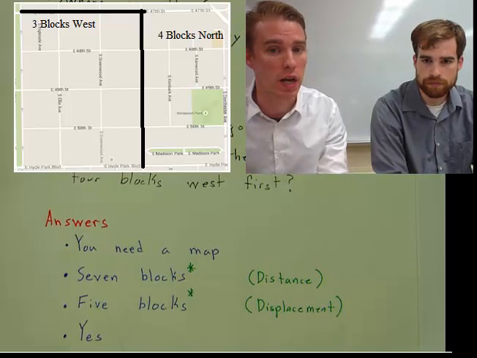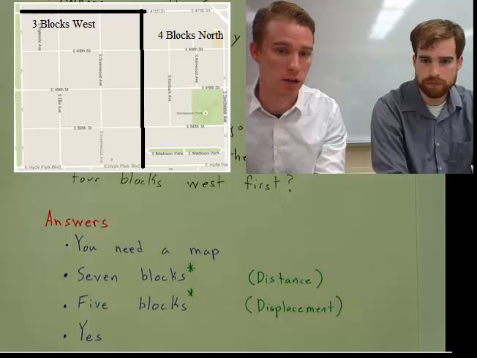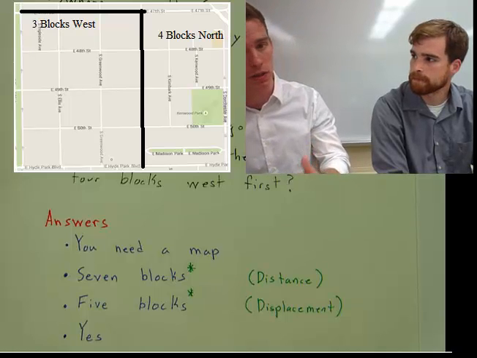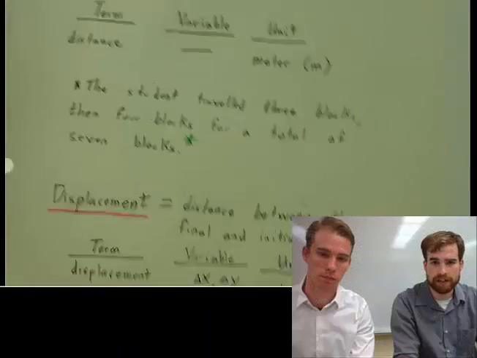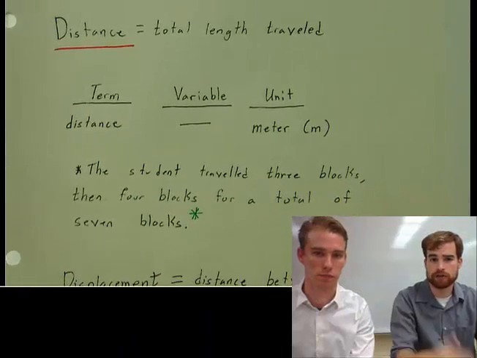How far are they from where they started? They're 5 blocks away. And could they have gotten to the same place if they had gone 4 blocks west and then 3 blocks north? Absolutely. So let's actually look at what that means, by starting out with these terms.